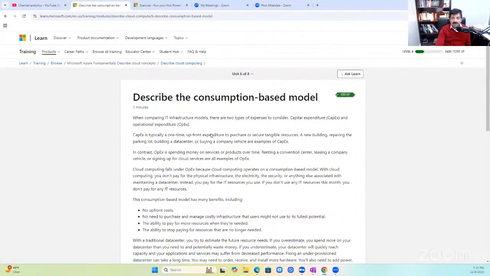Next we will talk about the Azure consumption-based model. There are two kinds of expenses: capital expenditure and operational expenditure. Capital expenditure is when you set up your infrastructure, you need to set up servers, databases, network. So you're spending millions of dollars. Operational cost is the cost you have to spend on your IT services to keep them up every month, every year.